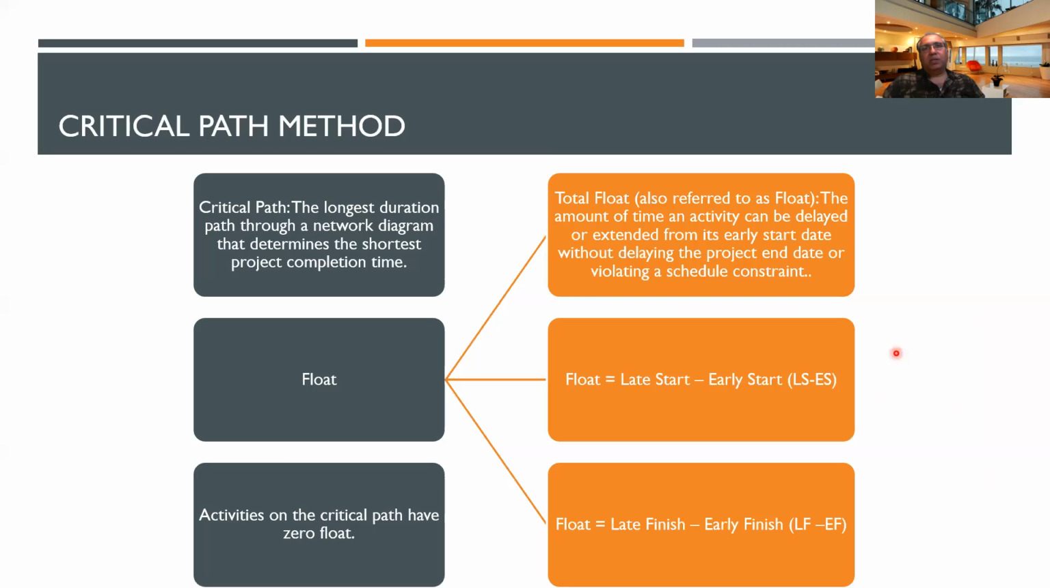You see here, we mentioned critical path: the longest duration path through the network. So we had 2 durations. We had 30 and we had 25. So 30 is the longest duration, that is the critical path, and it determines the shortest project completion time. So we can finish the project in 30 days at the earliest.